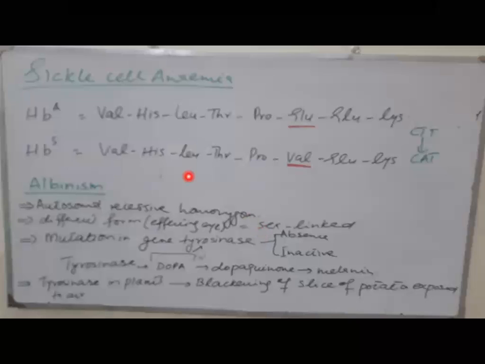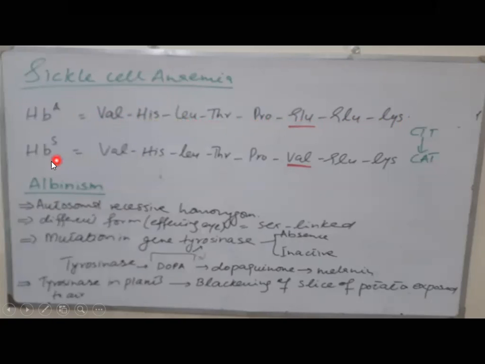An example of mutation is sickle cell anemia. Normally, hemoglobin provides the oval or biconcave shape to the RBCs because hemoglobin is a globular protein. It has four polypeptides, 2 alpha and 2 beta. In sickle cell anemia, there is a mutation in one beta chain. In a normal person, the beta chain consists of this sequence: valine, histidine, leucine, threonine, proline, glutamic acid, lysine.